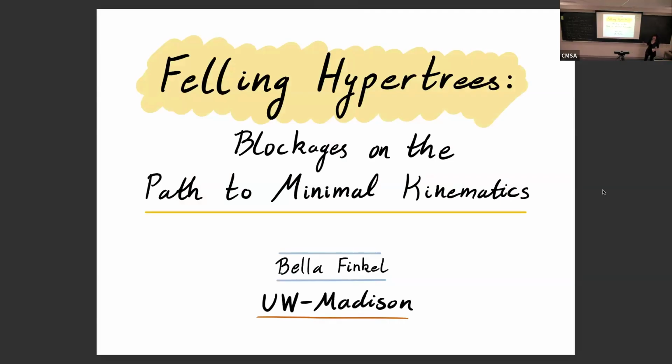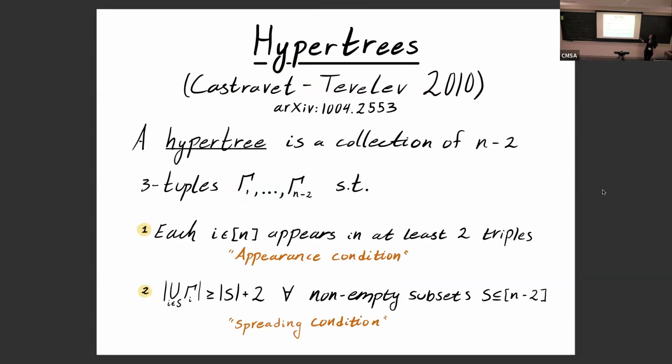I'm going to tell you today about a class of combinatorial objects that arose in the context of birational geometry that also have an interpretation in terms of on-shell diagrams. So these objects are called hypertrees, and they're defined as a collection of triples on some vertex set that satisfy two conditions. One is an appearance condition that every index appears in at least two triples, and there's also a spreading condition that no matter what set of my triples I choose, I find in that set sufficiently many indices.